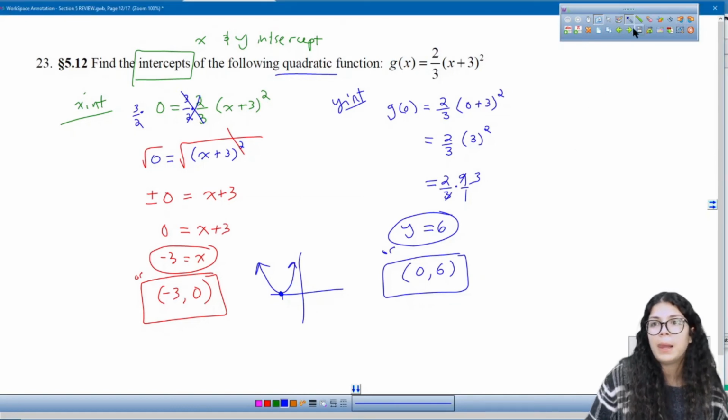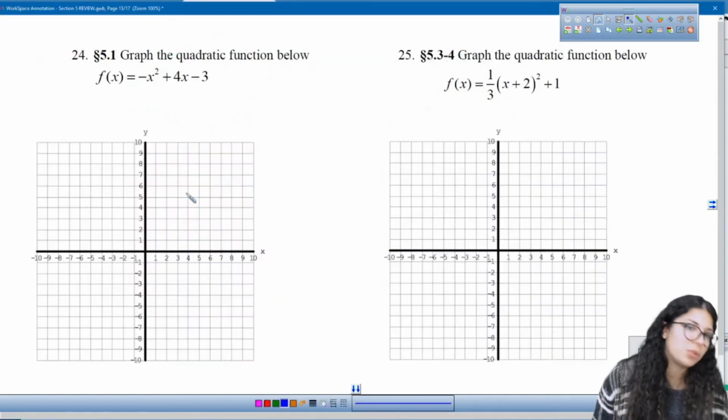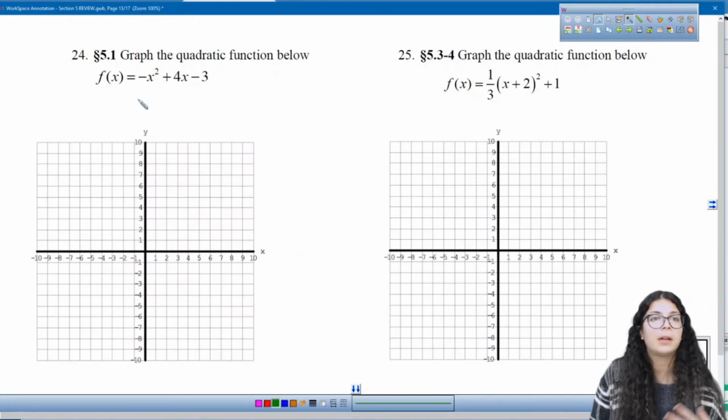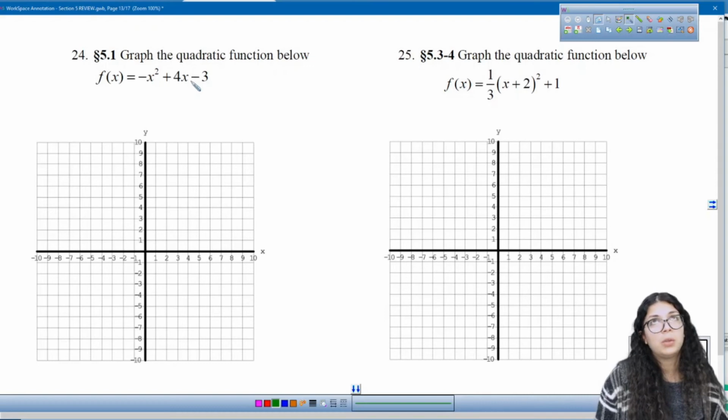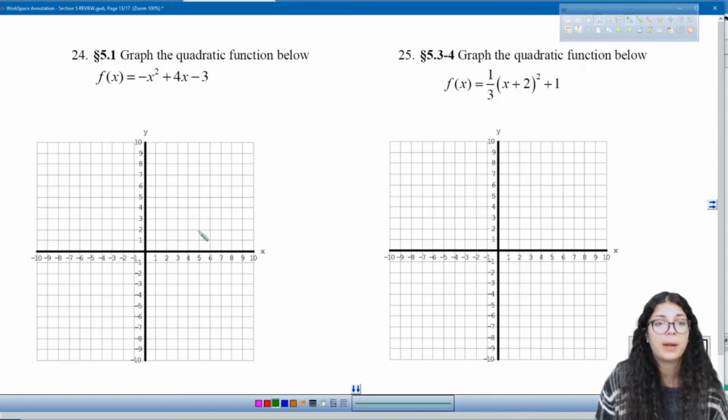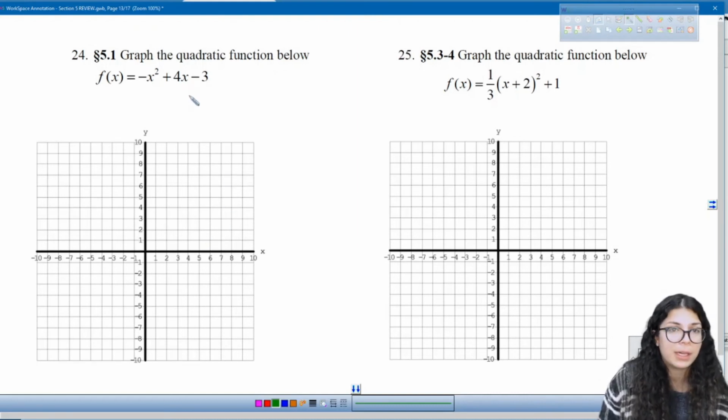All right. Let's move on to 24. On number 24, I need to graph the quadratic equation. Now for graphing, you are going to want key features. I need the vertex, very, very important, and then at least 2 other points. So let's find the vertex for this one.